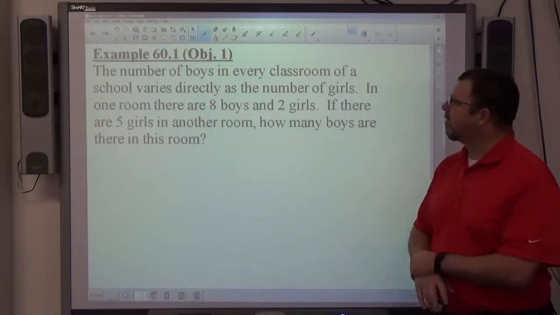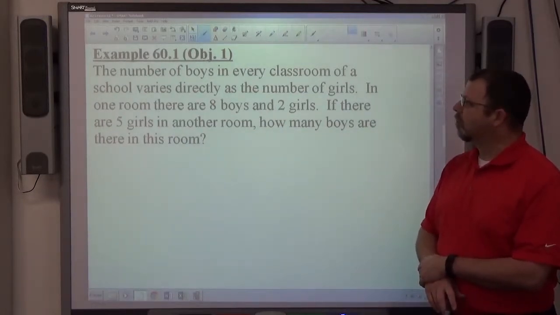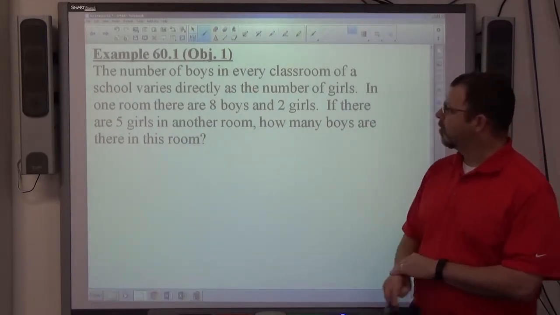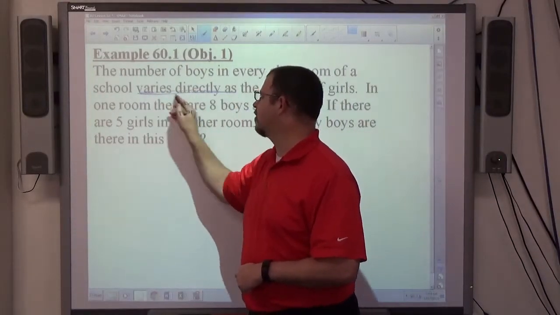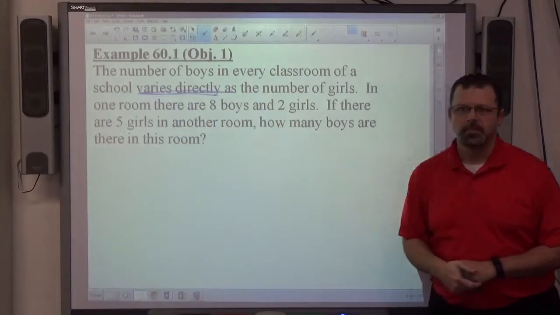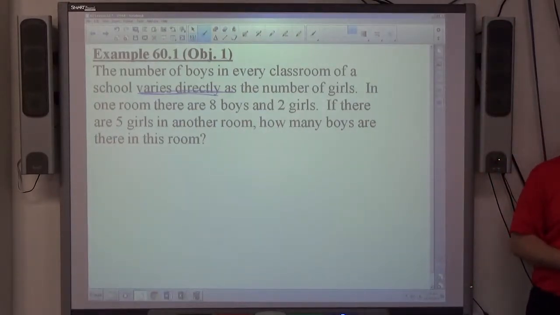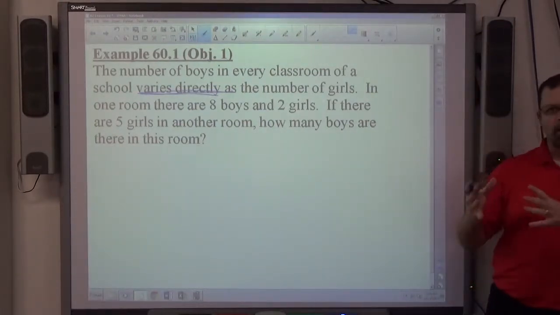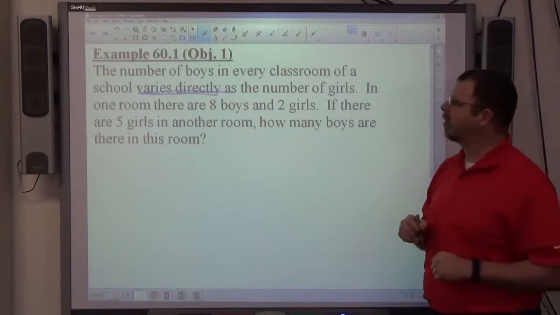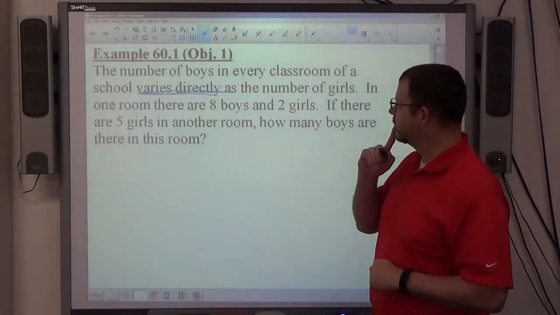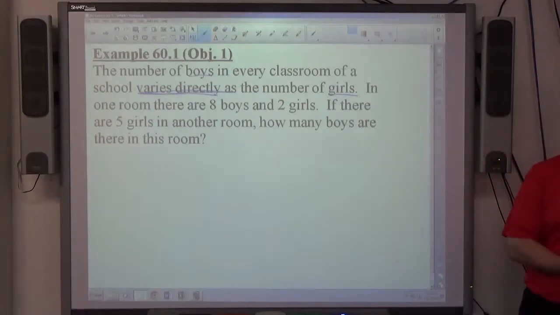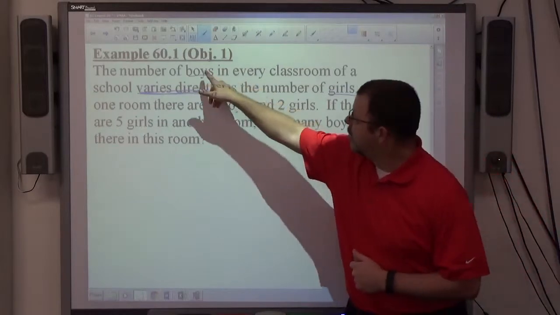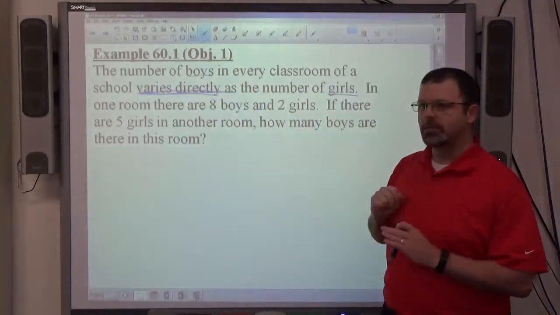So, example 1. The number of boys in every classroom of a school varies directly with the number of girls. All right, as soon as I see varies directly, I know it's this type of problem. And what I want to do is know what's varying directly with what. So what's varying directly with what here? Boys and girls, right? Simplify it. This is a very wordy sentence, but if we just get down to the important parts, boys vary directly as girls.